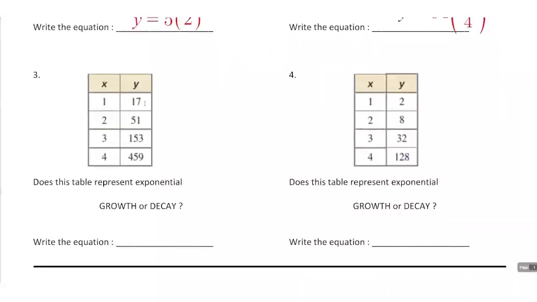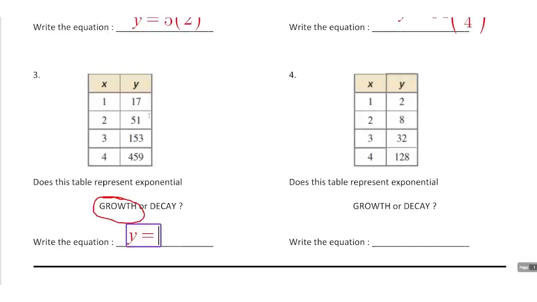Number 3, we can see that we're multiplying by something, but it's not really clear. What we do know is that it's exponential growth because it is getting bigger. We need to figure out both the y-intercept and the number that we're multiplying by. If we work backwards, we can do 51 divided by 17 to figure out what that growth factor is. It doesn't come out to be a nice number.